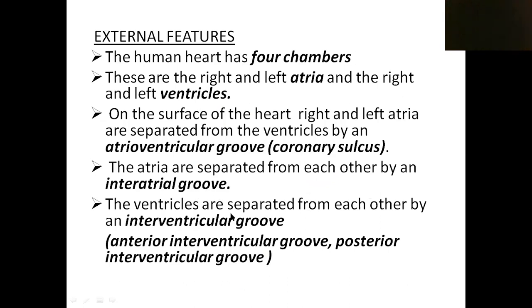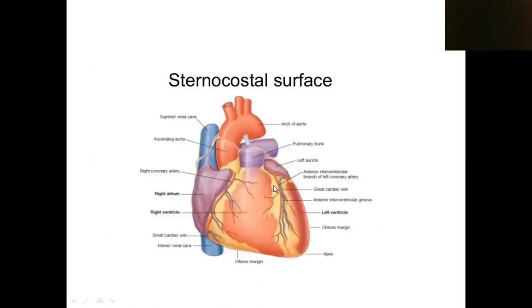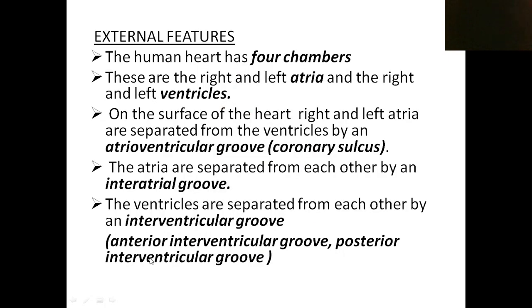Now the ventricles are separated by the interventricular sulcus. That also we have two, anterior and posterior. We'll see that. See here, I told you this one is the right ventricle. This one is the left ventricle. Right ventricle and left ventricle. These two ventricles are separated by a sulcus or a groove here. That groove is known as the interventricular sulcus. So these points are clear.